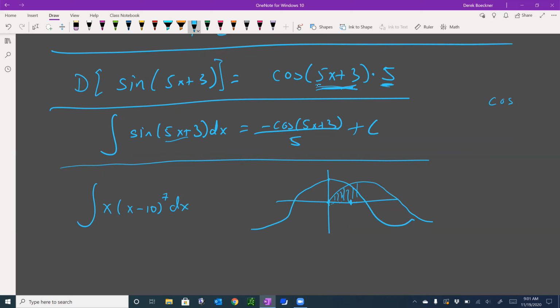I don't know if I have it right, but cosine, sine, cosine. No, let's do it this way. I think this is how it works.